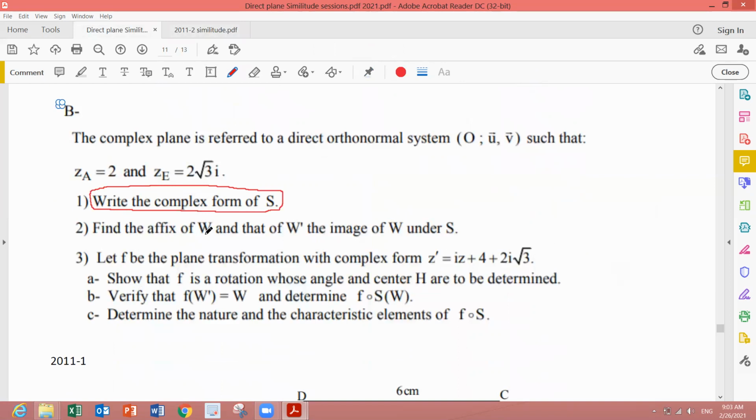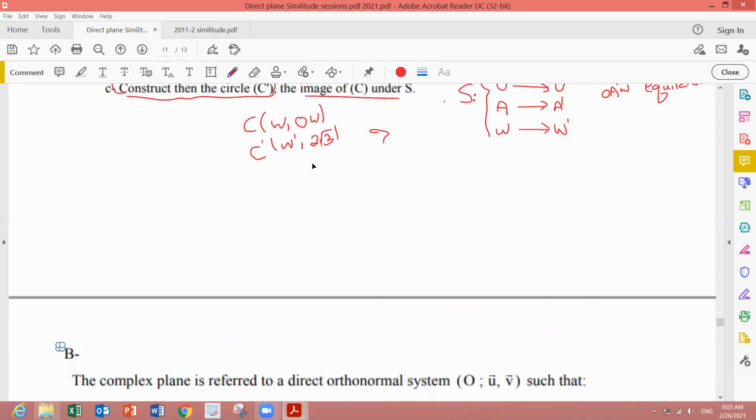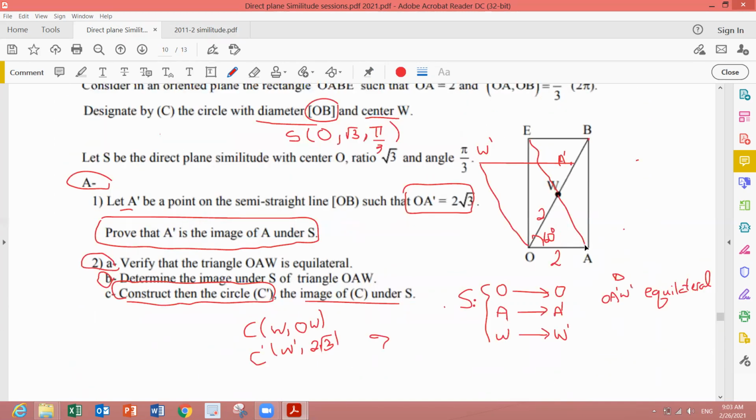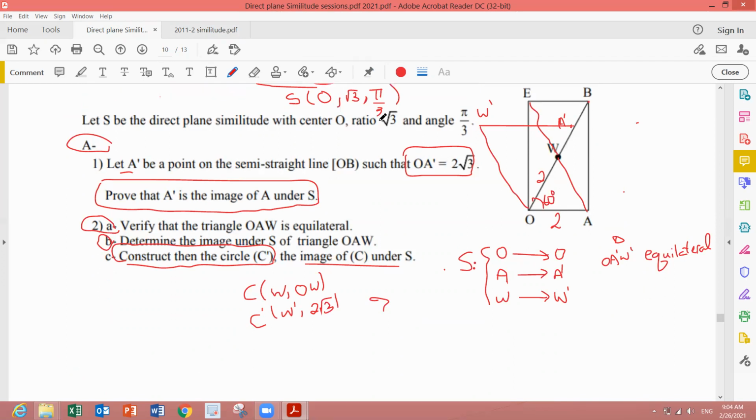Find the affix of W and that of W prime, the image of W under S. How to find the affix of W? W is the midpoint of AE. We have XW equal to XA plus XE over 2, which gives 1, and the other gives 2 radical 3 over 2, which is radical 3.